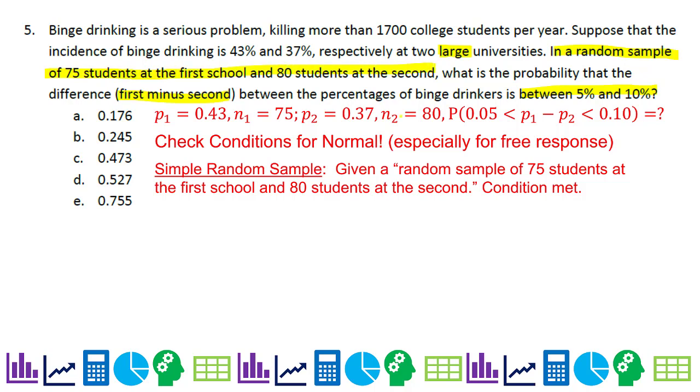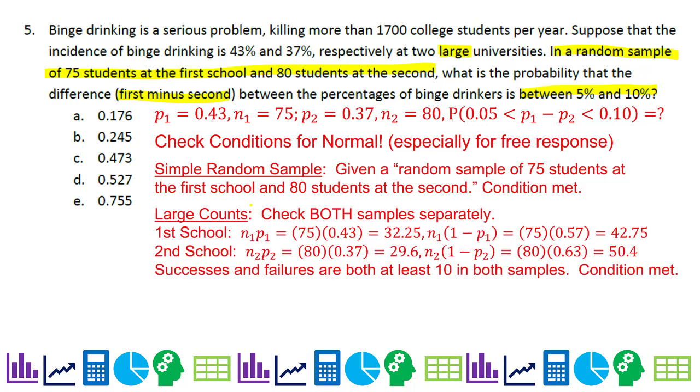In fact, that's pretty much what I did. I just copied the words out of there and said, yes, it's given that a random sample of 75 students at the first school and 80 students at the second. So we're good there. Large counts condition. You have to check both of them separately. And it may seem annoying. I know, because you got to multiply two numbers 4 times. Yes, you do. You need to show me this calculation, all right?